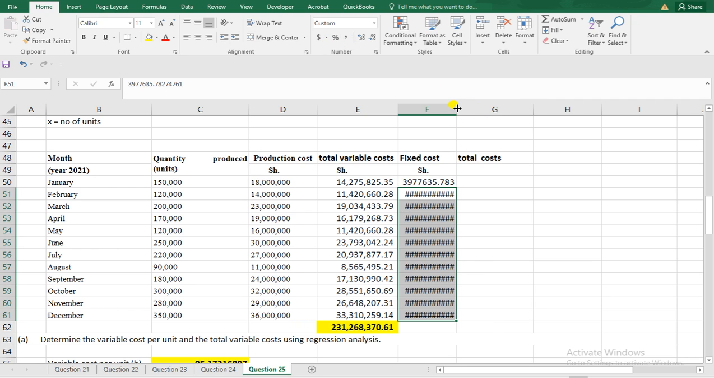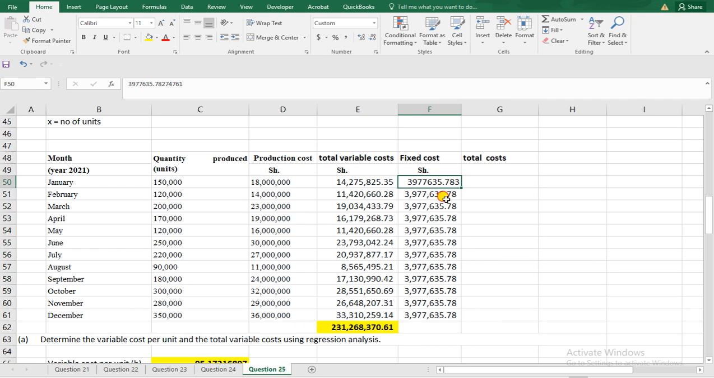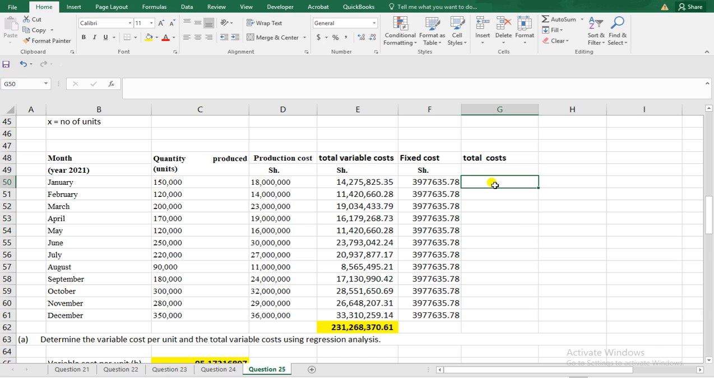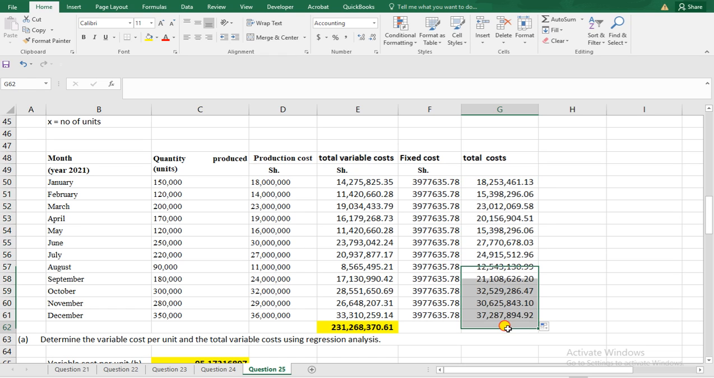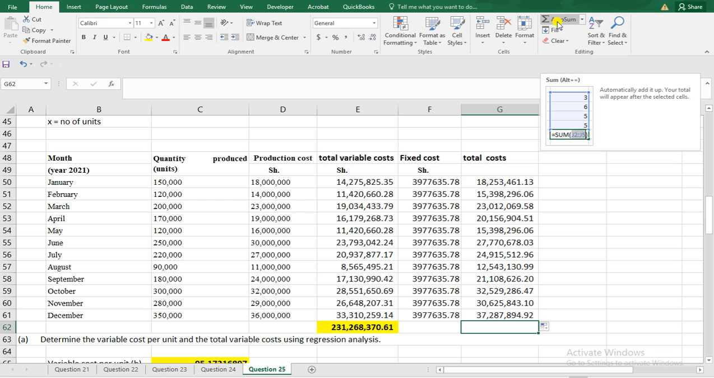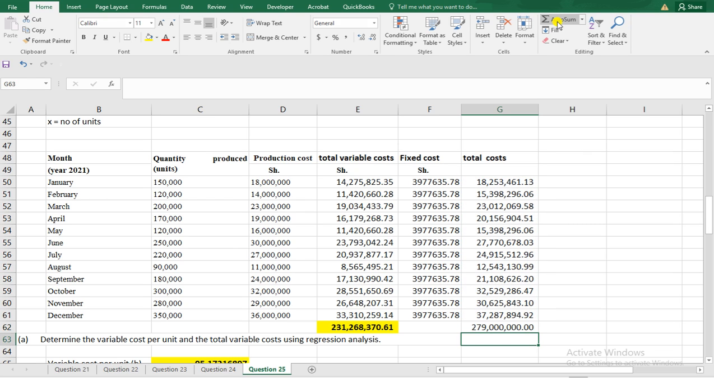Therefore, determining our total cost, I'll just be taking my total variable cost plus my fixed cost. I drag it down here. Great. That will give us, of course, our total cost.